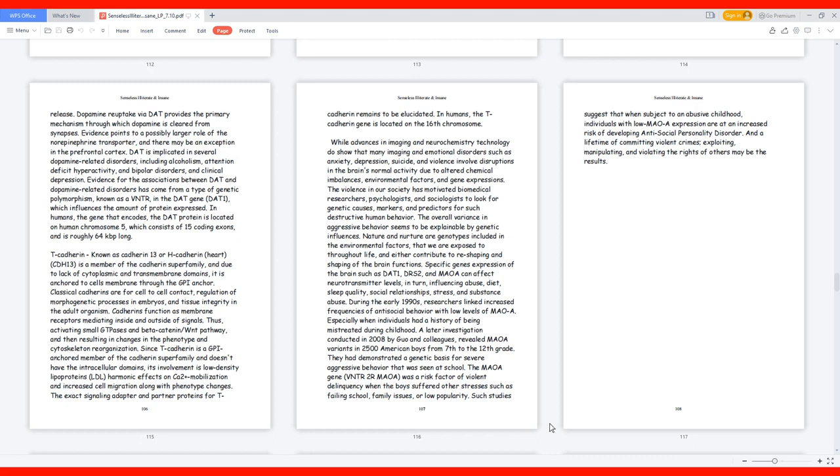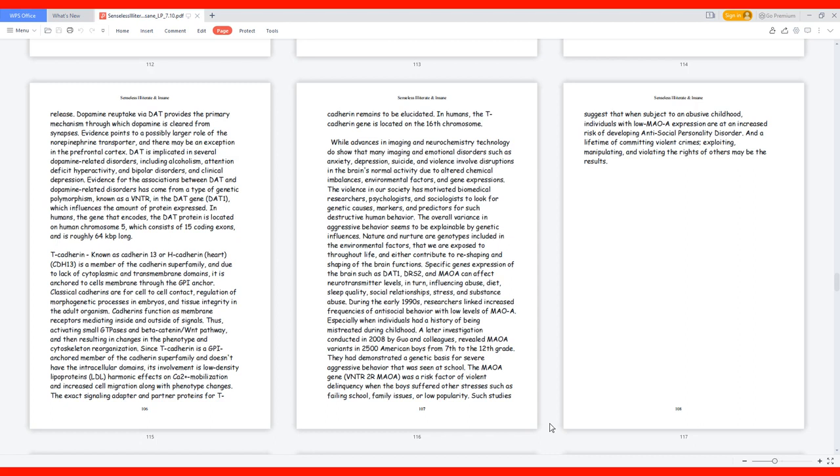During the early 1990s, researchers linked increased frequencies of antisocial behavior with low levels of MAOA, especially when individuals had a history of being mistreated during childhood. A later investigation conducted in 2008 by Guo and colleagues revealed MAOA variants in 2,500 American boys from 7th to 12th grade. They demonstrated a genetic basis for severe aggressive behavior that was seen at school. The MAOA gene variant VNTR 2R-MAOA was a risk factor for violent delinquency when the boys suffered other stresses such as failing school, family issues, or low popularity.